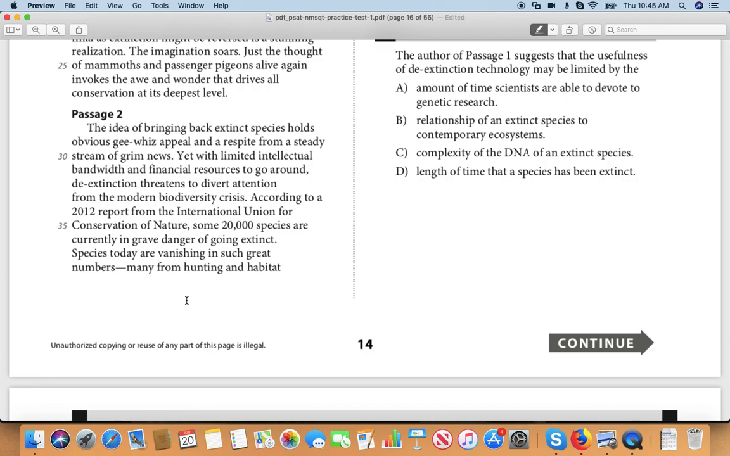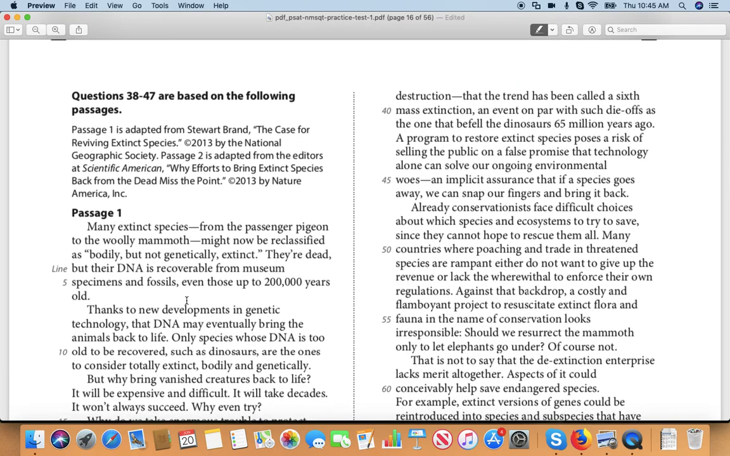According to a 2012 report from the International Union for Conservation of Nature, some 20,000 species are currently in grave danger of going extinct. Species today are vanishing in such great numbers, many from hunting and habitat destruction, that the trend has been called a sixth mass extinction, an event on par with such die-offs as the one that befell the dinosaurs 65 million years ago.